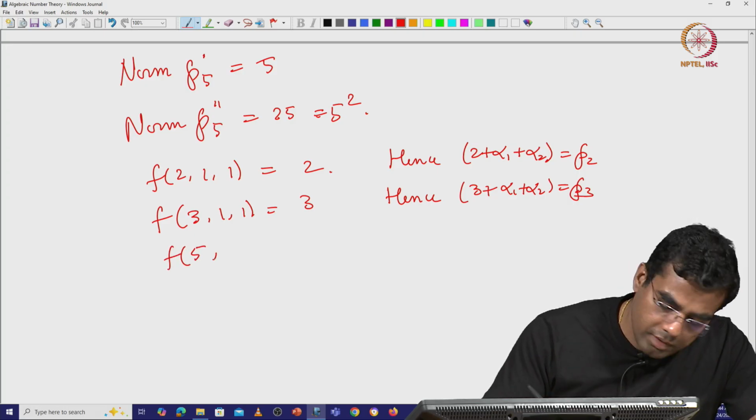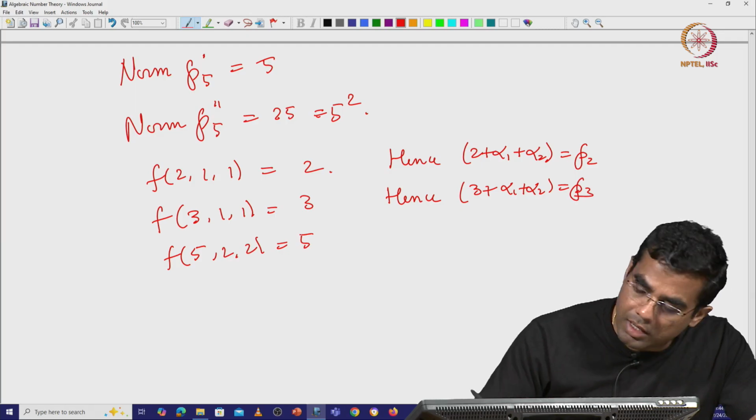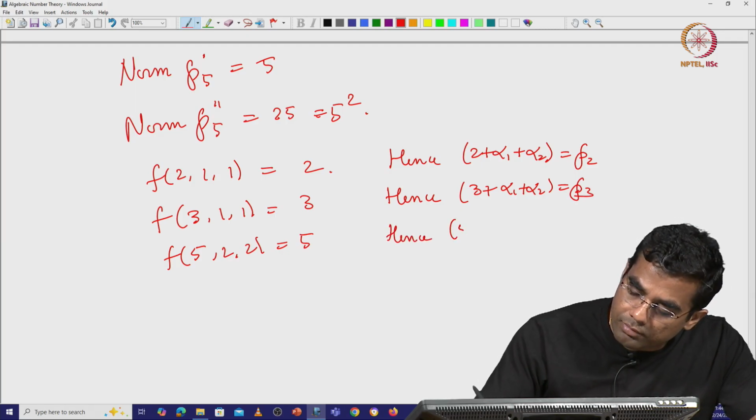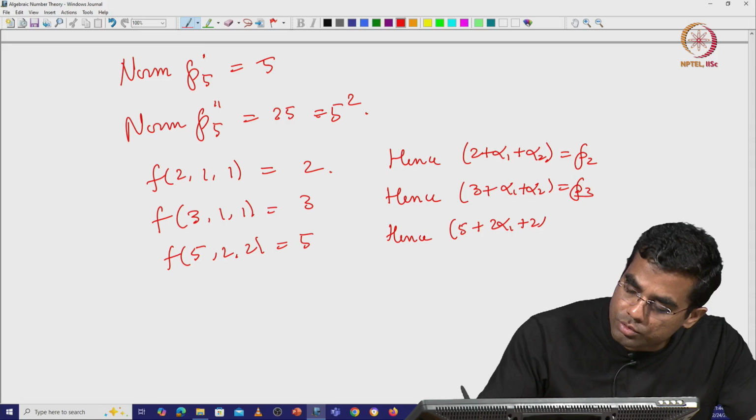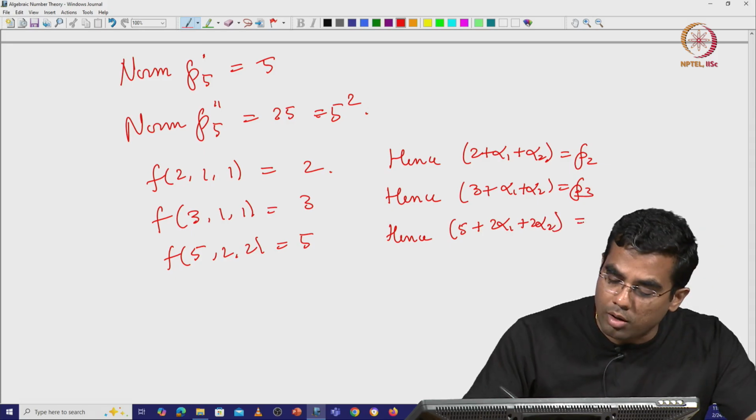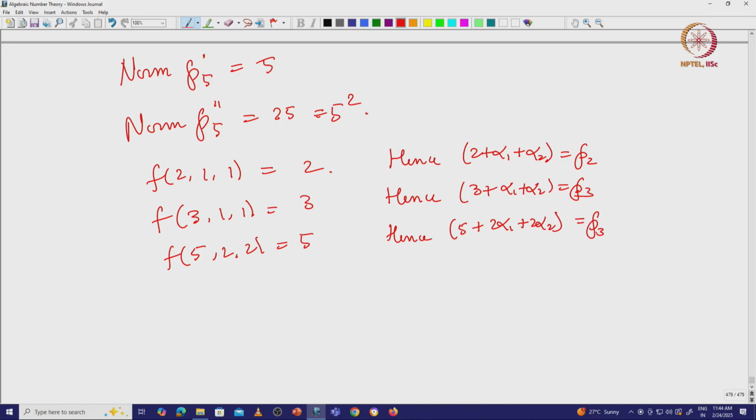f of 5, 2, 2 turns out to be 5, and hence 5 plus 2 alpha 1 plus 2 alpha 2. This is the norm, right. So, this has to be the ideal whose norm is 5 rather than 5 squared, and then f of 0, minus 1, 1 is 6, hence alpha 1 minus alpha 2 turns out to be P2 times P3, right. Okay. So, having done all this, what is the use of all this?